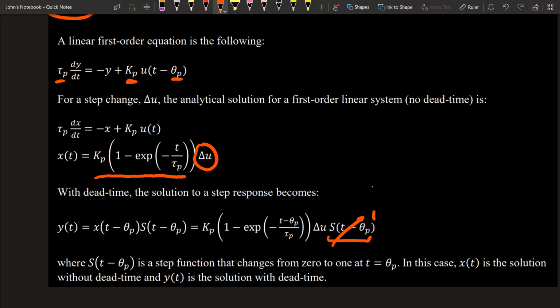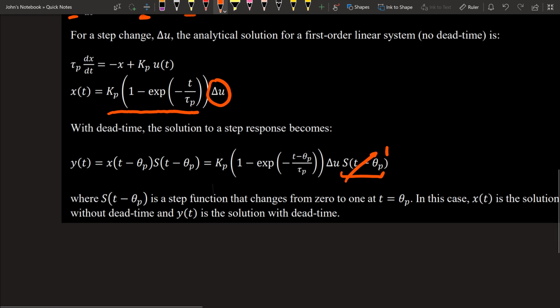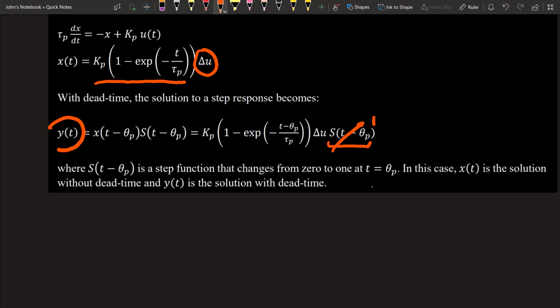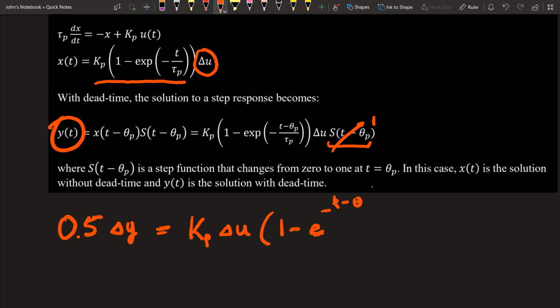Okay, now we want to be able to calculate how much time elapses to get to 0.5 of the steady state value. So what I'm going to do is use this equation right here, and I'm going to plug in when this gets to 0.5 times the steady state value, which is delta y. And that's going to be equal to Kp times delta u times, and then 1 minus e to the minus (t minus theta p), okay, divided by tau p.